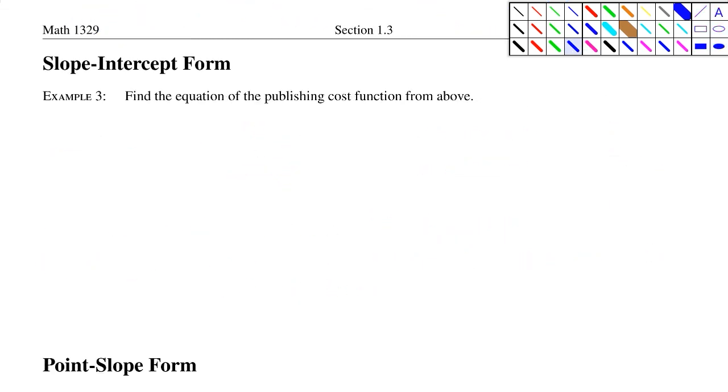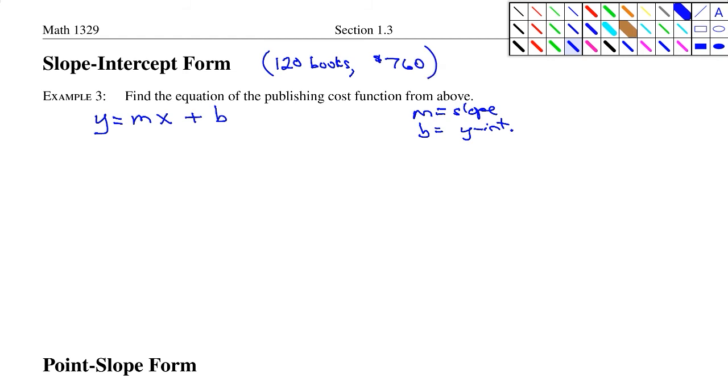Next, let's take a look at the slope-intercept form. Oh, we know this one. Find the equation of the publishing cost function from above. So we want to use the slope-intercept form. Slope-intercept form is y equals mx plus b, where m stands for the slope and b stands for the y-intercept. So I'm going to use the 120 books and the $760. And the books is the x and the $760 is the y.